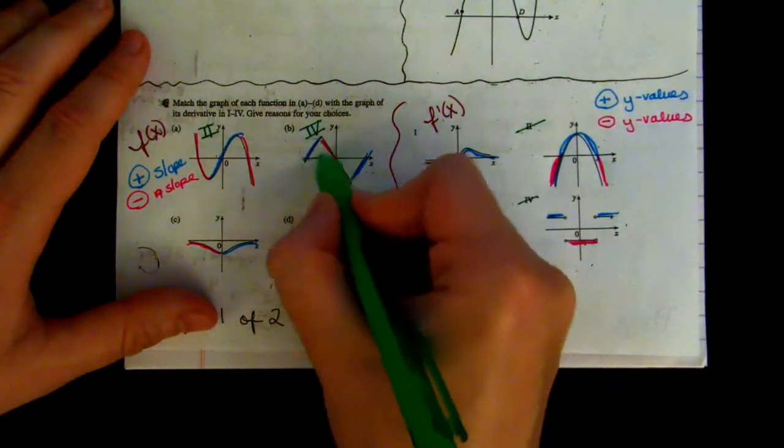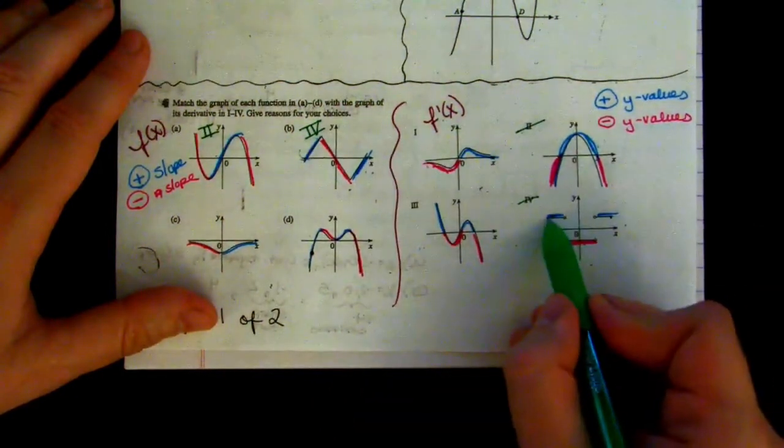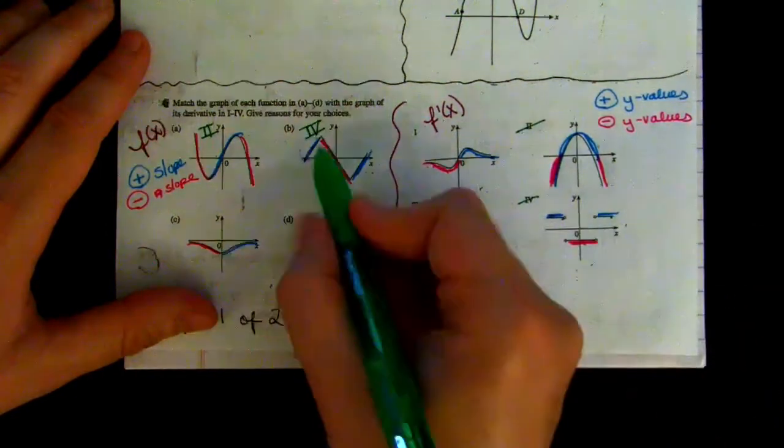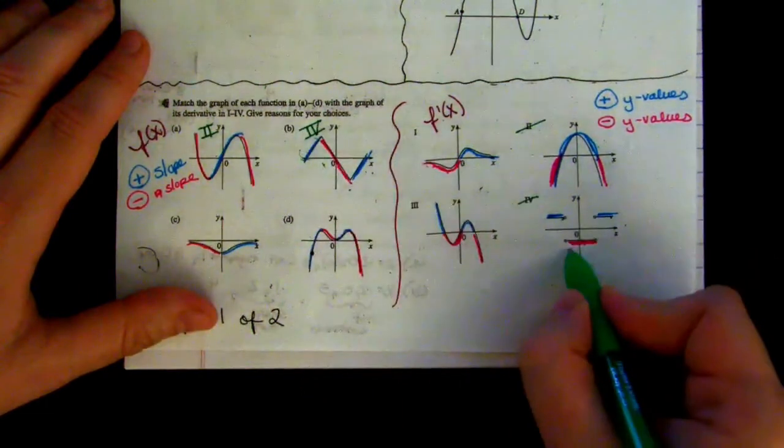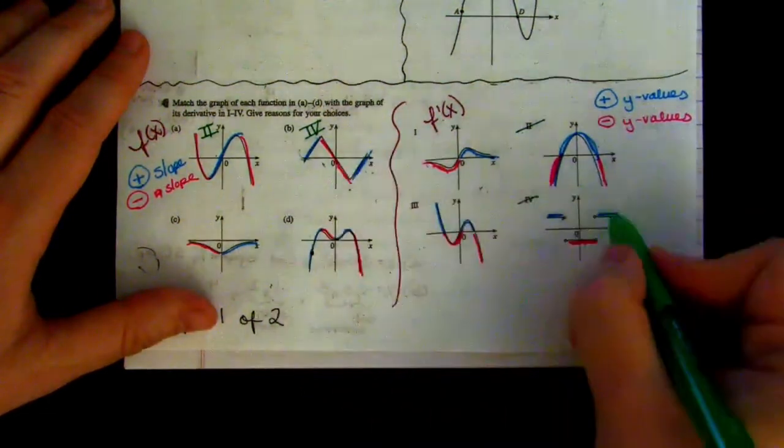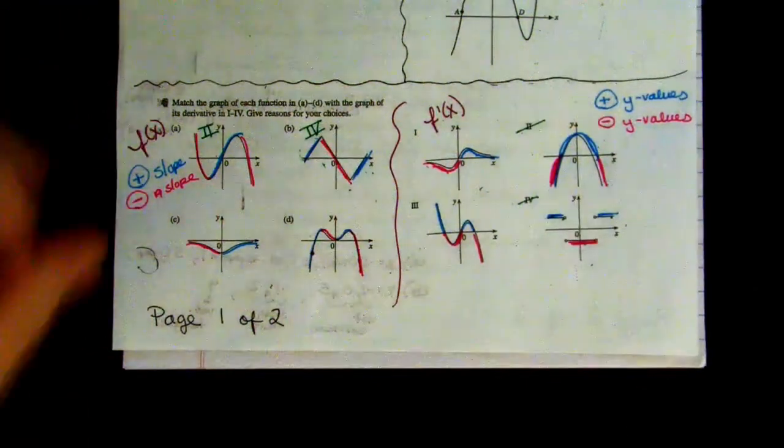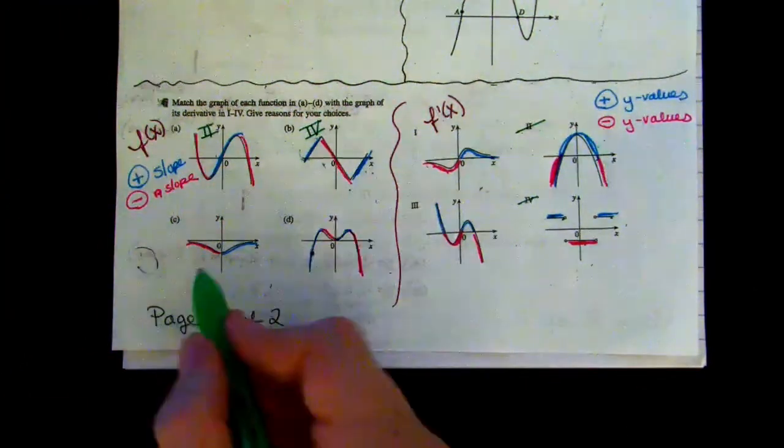This is some sort of positive constant slope, so this needs to be a positive constant y value. This is a negative constant slope, so I have a negative constant y value. Positive constant slope, positive constant y value. Everything's checking. Go do letter C.